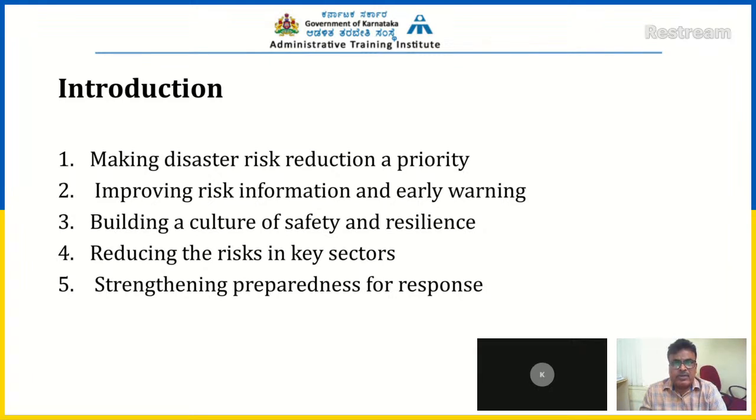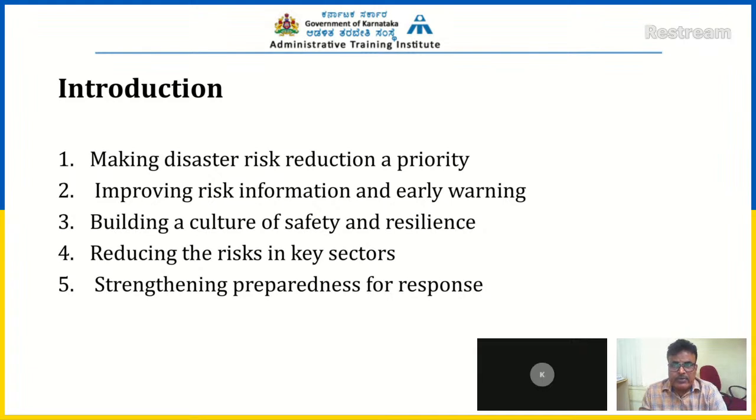For cyclones, what we are doing is constructing cyclone shelters. For example, in the coastal belt in Mangalore, we have multi-purpose cyclone shelters. Why are we building that? That is a preparedness part. If the disaster is likely to happen, if a cyclone is going to happen, people will be evacuated to the multi-purpose safe shelters. Cyclone shelters are built now; earlier they were not there. Odisha has built many cyclone shelters. People will be rehabilitated or evacuated to the safe shelters. That is one important part of disaster risk reduction. So disaster risk reduction is a priority.